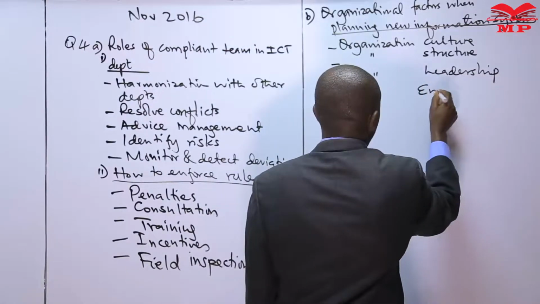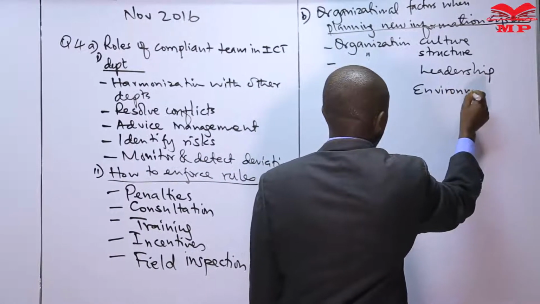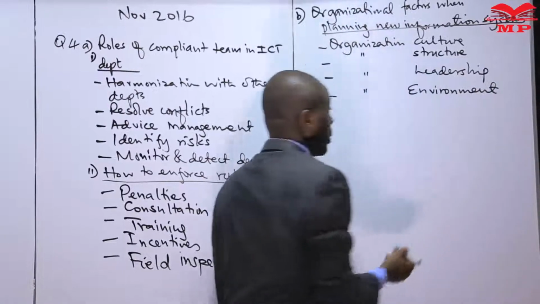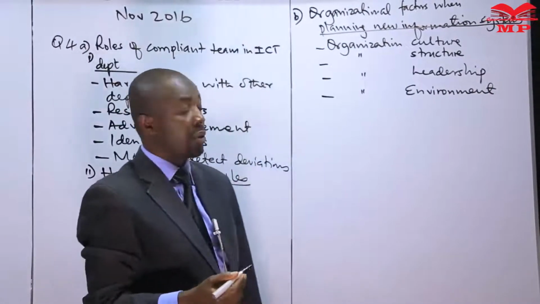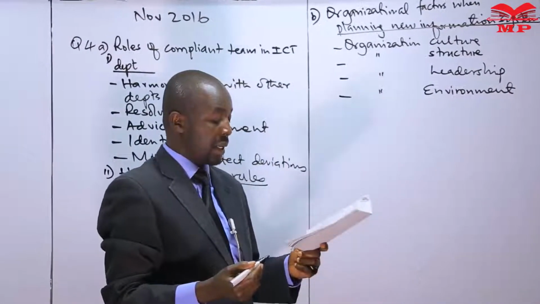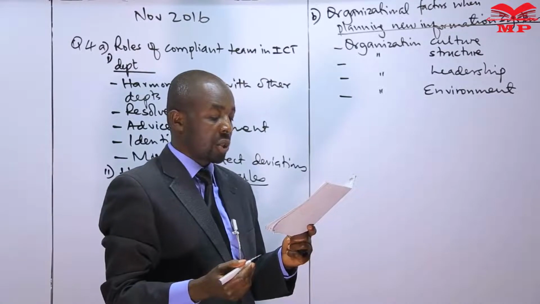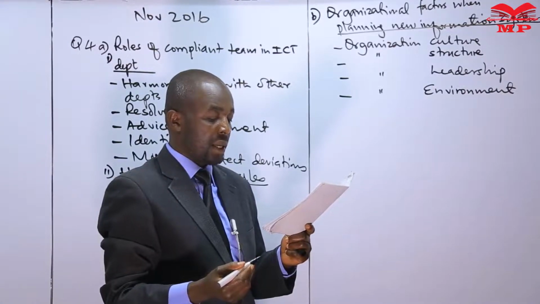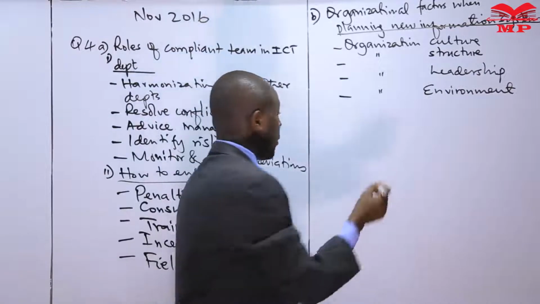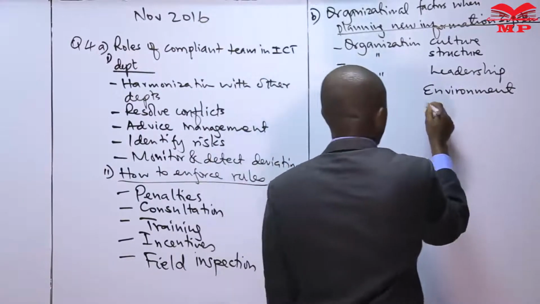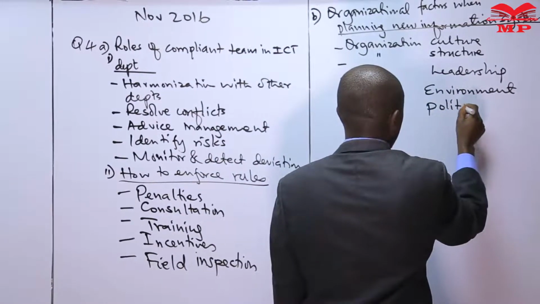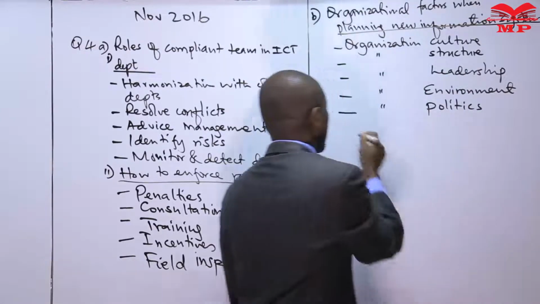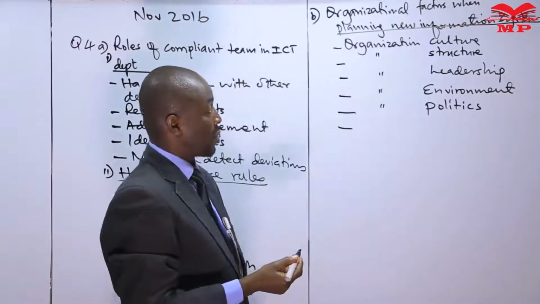We must think about the organization environment. Which factors are going to directly and indirectly affect the implementation of that particular information system? We must think about organizations' politics, the informal groupings within the organization.